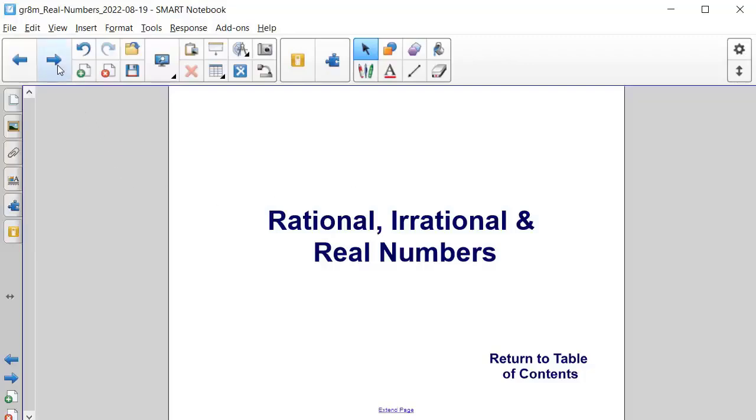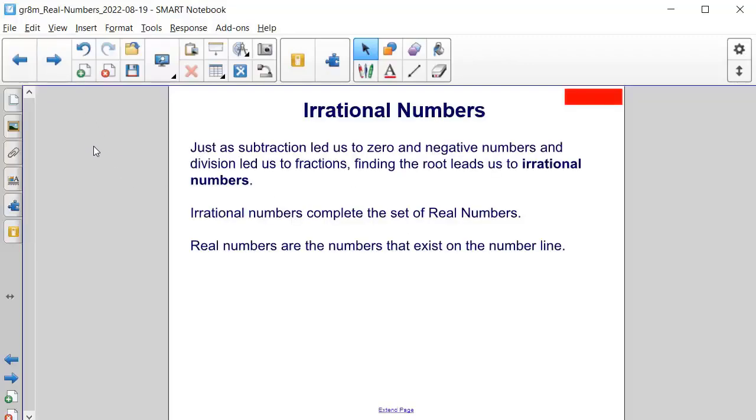Rational, irrational, and real numbers. Just as subtraction led us to zero and negative numbers, and division led us to fractions, finding the root leads us to irrational numbers, and irrational numbers complete the set of real numbers. Real numbers are the numbers that exist on the number line.